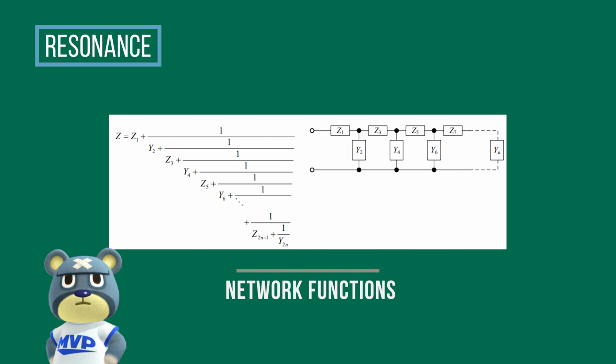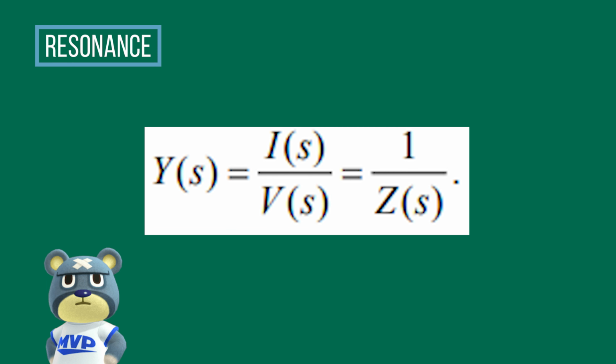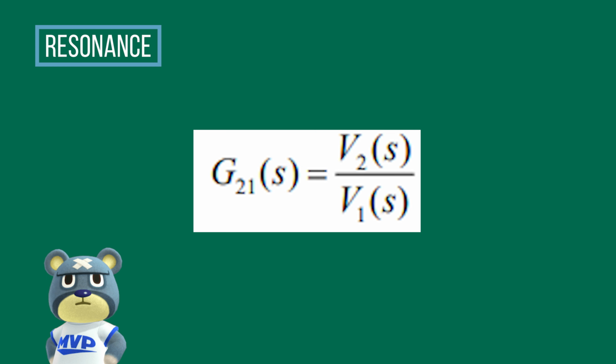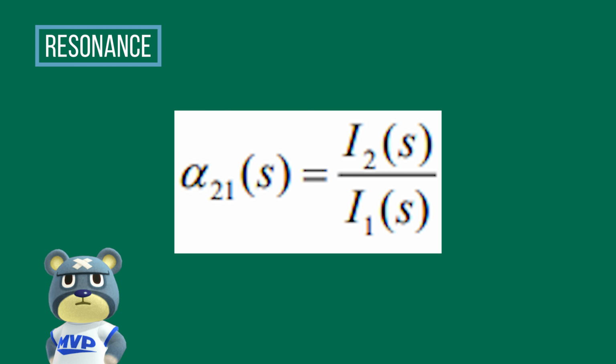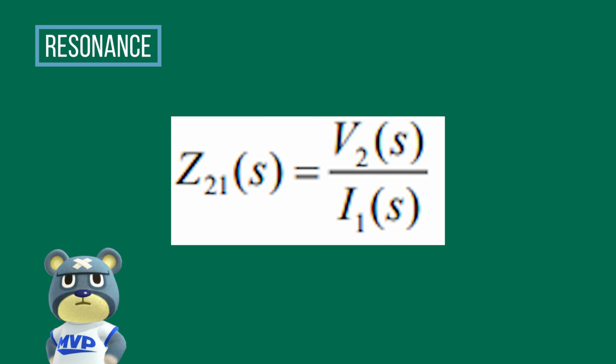The next topic is network functions. To analyze more complicated networks, it is more convenient to use the Laplace transform. We follow that the impedance is expressed in the transform domain for the one-port network. The input impedance can be given by the following function: driving point impedance function, driving point admittance function. For the two-port network, transfer functions are defined as follows: voltage transfer function, current transfer function, transfer admittance function, and the last one is transfer impedance function.